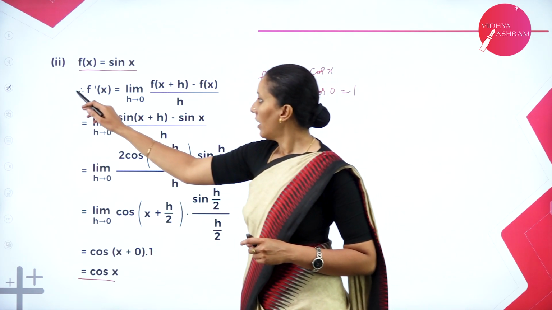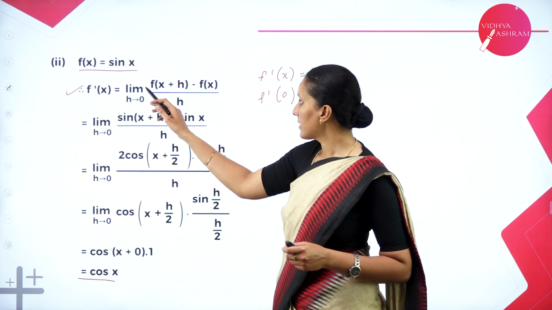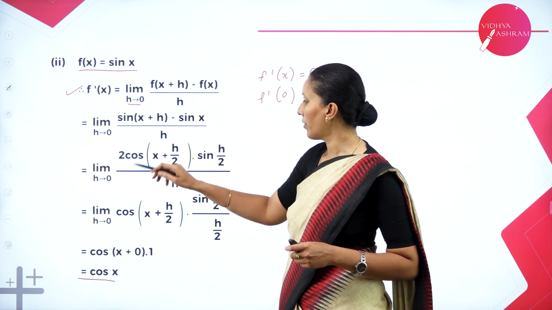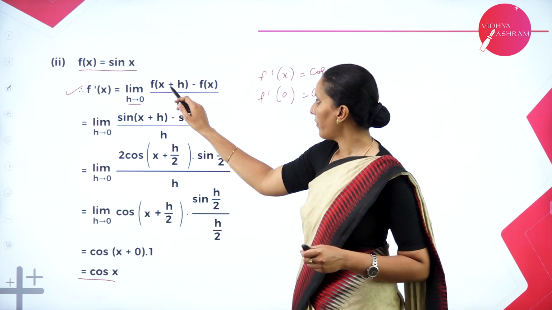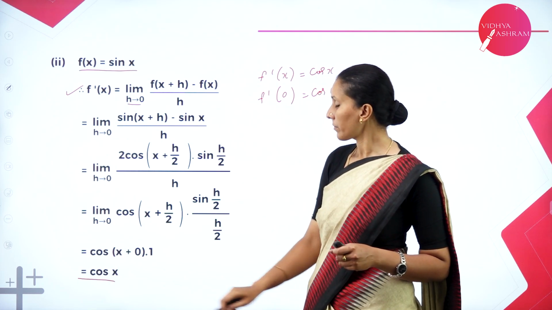First, take the definition of the first principle of derivative, that is, limit of f of x plus h minus f of x by h as h tends to 0. Now f of x is sin x, so therefore f of x plus h takes the value sin of x plus h, minus sin x.